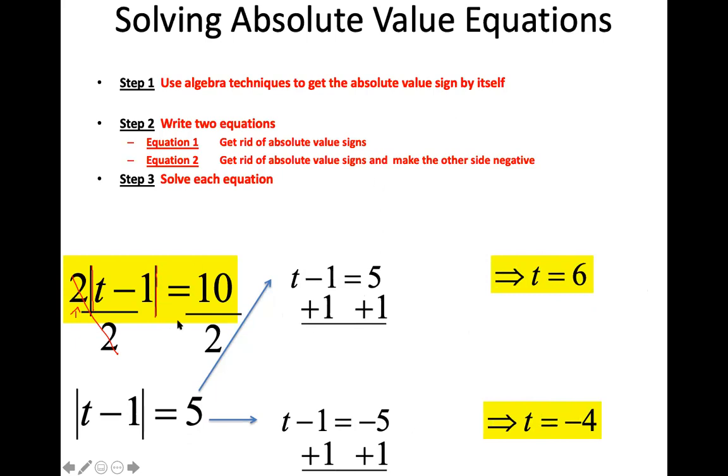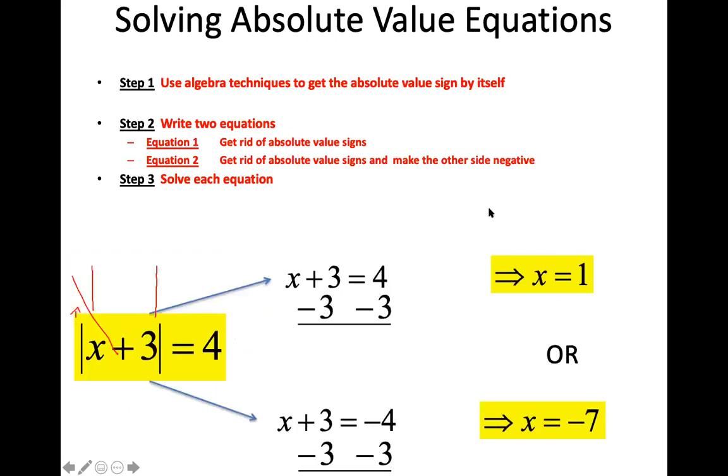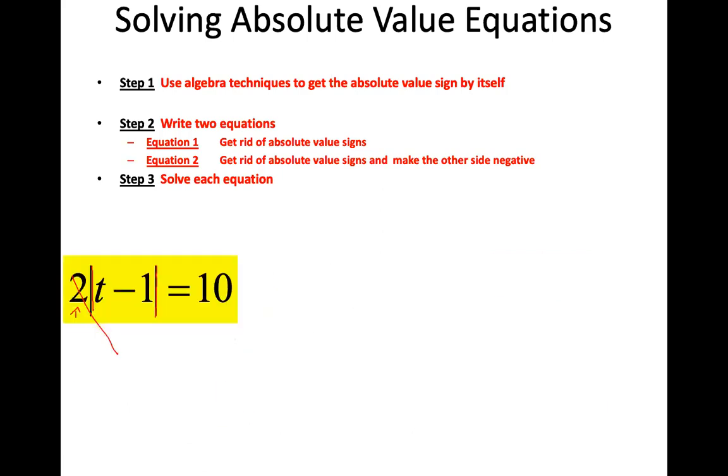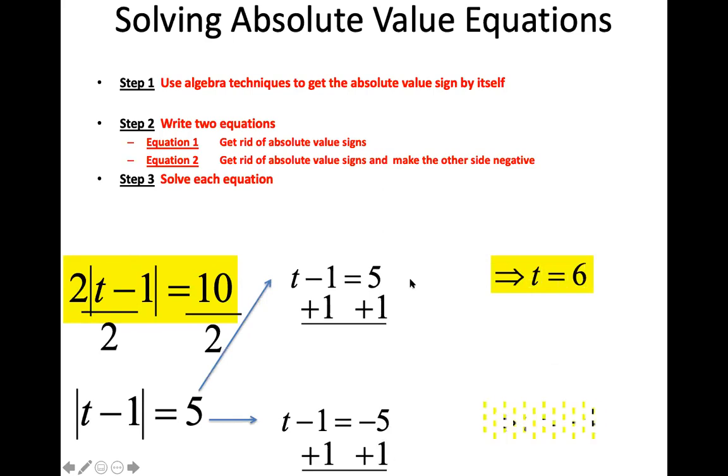It's hard to see because of all the algebra there. If we go back to the original equation and throw in 6 or negative 4, let's see. 6 minus 1 is 5. 5 times 2 is 10. Negative 4. Negative 4 minus 1 is negative 5. The absolute value of negative 5 is 5. 5 times 2 is 10. Those two values make it true. Either a 6 or a negative 4.